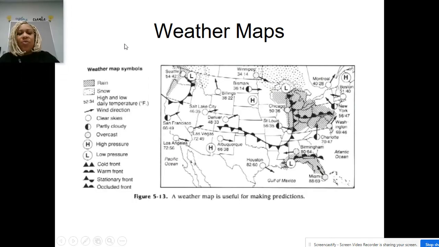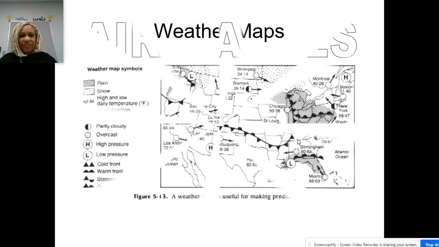Okay, so weather maps. In order for you to understand a weather map, there are a few things you need to understand first, right? And we have this weather map symbol right here. Here's your legend to go along with this picture, so you can use this to actually read it. If you know your symbols, you'll be able to read these weather maps when you're looking at the news tonight. Okay, so let's get into it.